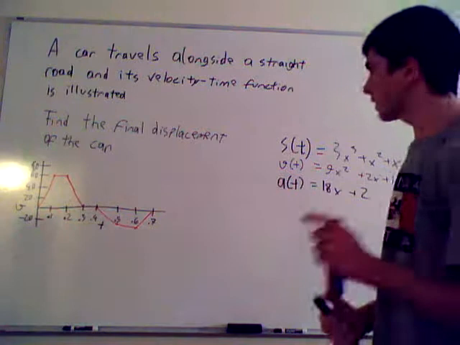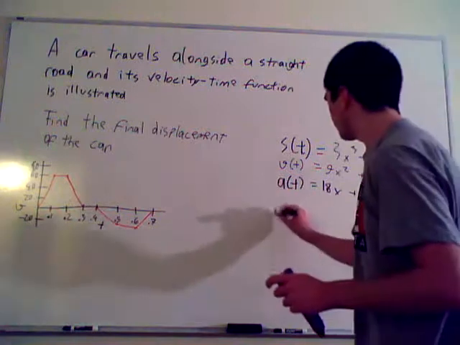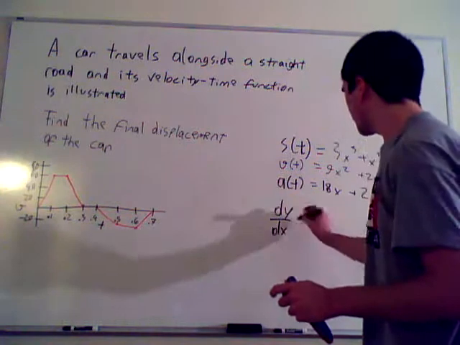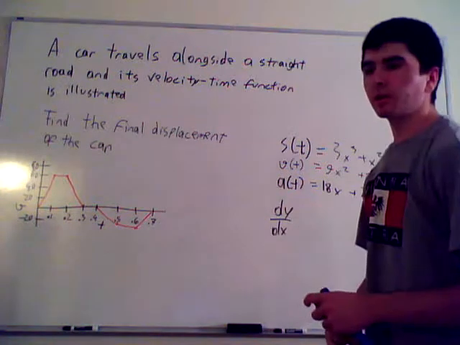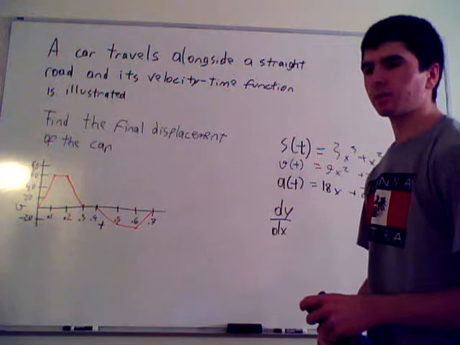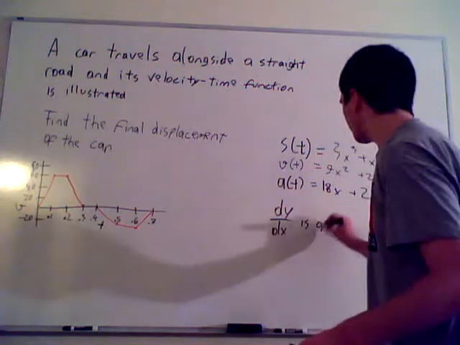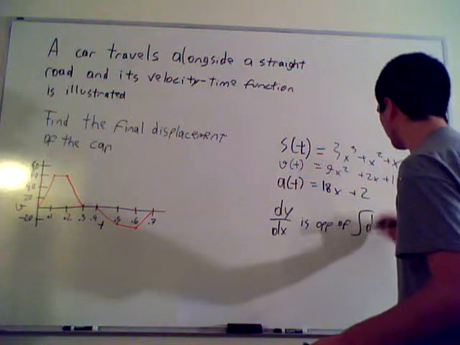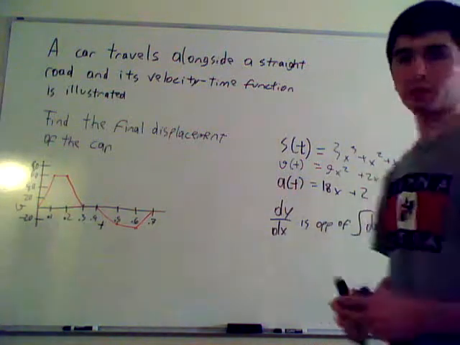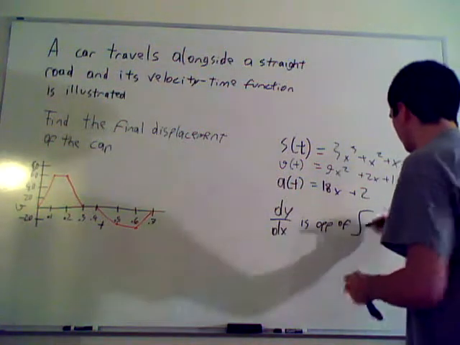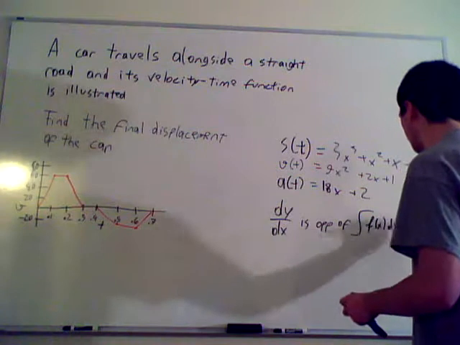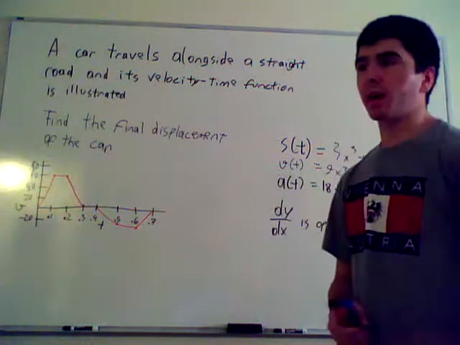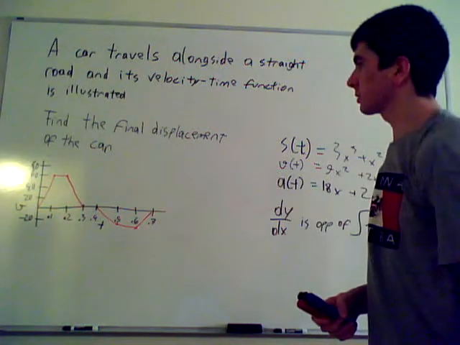Now, here's the thing. This is what most people don't get. dy dx, by that I mean the derivative, has an opposite. What's the symbol for opposite? The opposite is the integral of f of x dx, f being the function. So that's what you have to realize.